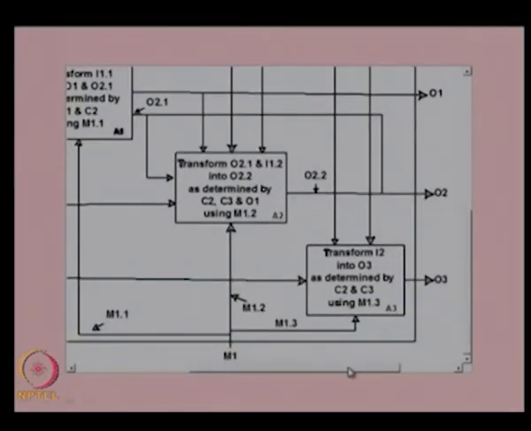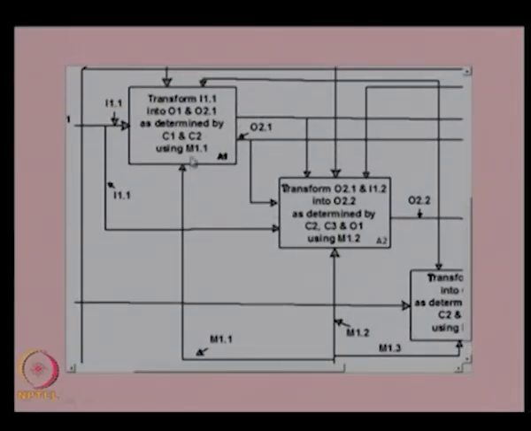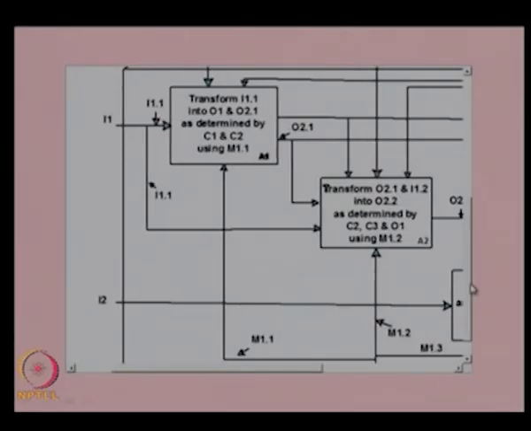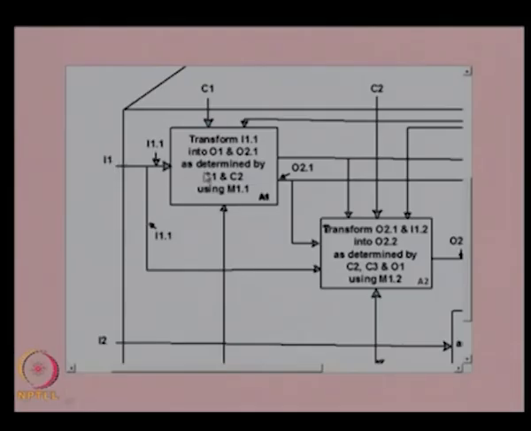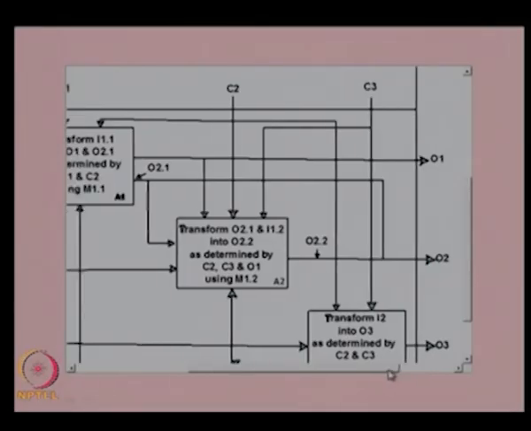A3 function. So, the main A0 function is decomposed into 3 functions, A1, A2 and A3, and all the inputs and the controls are shown separately for this one. So, here you can see I1 is an input to A1, I2 is an input to A3, but I1 is going again to A2 also. Similarly, C1 is a control input to A1, C2 is a control input to A2 and C3 is a control input to A3, and the outputs are O1 is coming from A1, O2 is coming from A2 and O3 is coming from A3. So, this is just a typical representation.